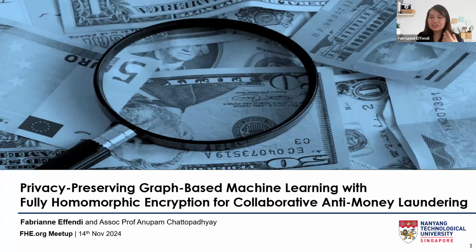I'm Fabrianne Effendi, as Nigel has introduced, an Associate Solutions Architect at Amazon Web Services. Recently graduated from Nanyang Technological University with a double bachelor's degree in computer science and business. And today I'll be presenting to you my computer science undergraduate final project, privacy-preserving graph-based machine learning pipeline with fully homomorphic encryption for collaborative anti-money laundering. This was done under the supervision and mentorship of Associate Prof Anupam and co-authored with Prof Anupam. This paper has also been accepted for the 14th International Conference on Security, Privacy, and Applied Cryptographic Engineering, or SPACE 2024.